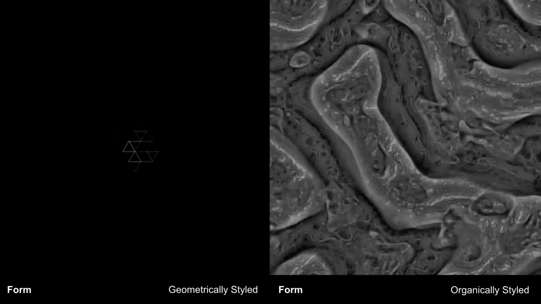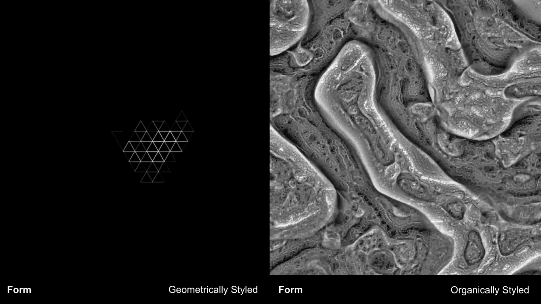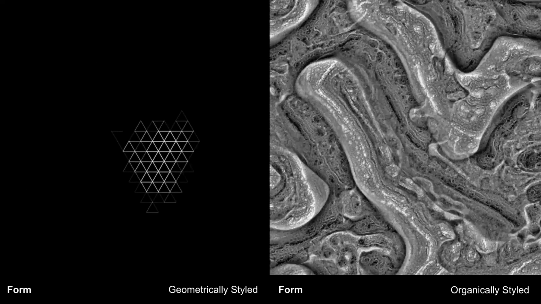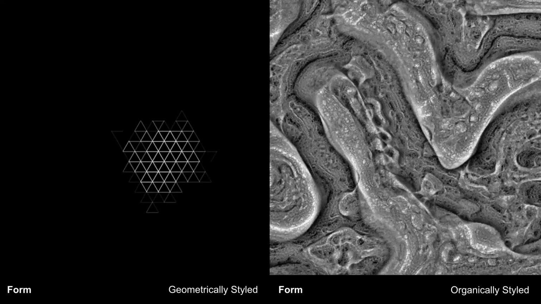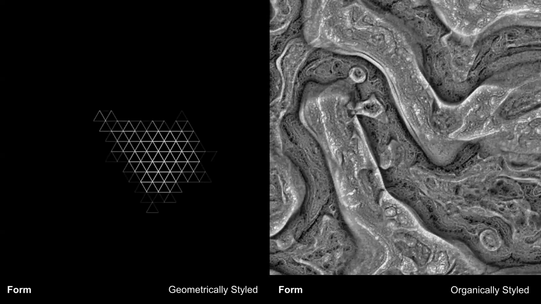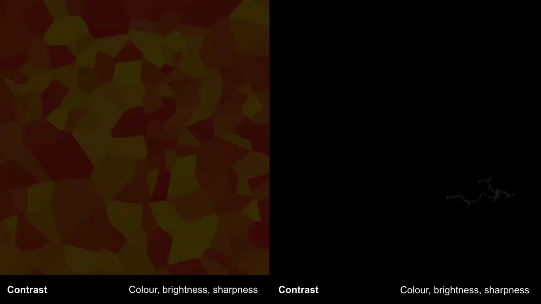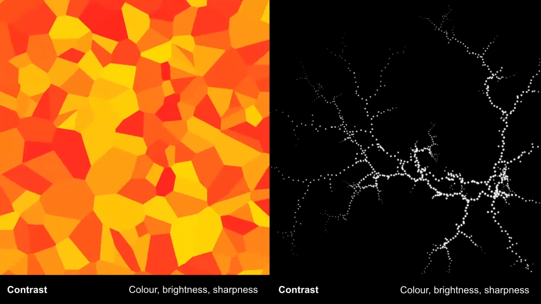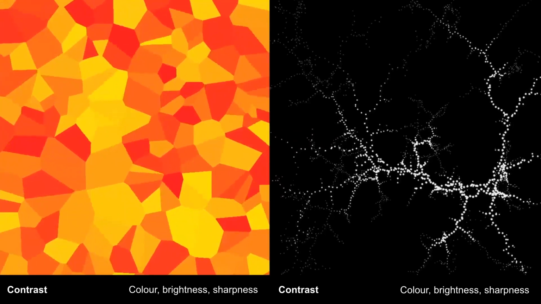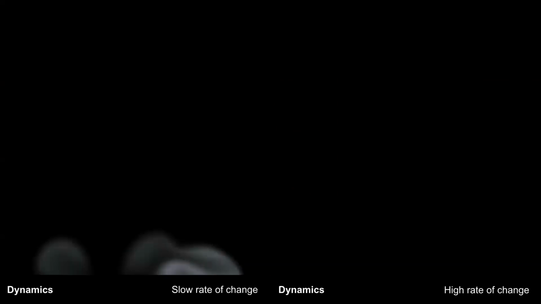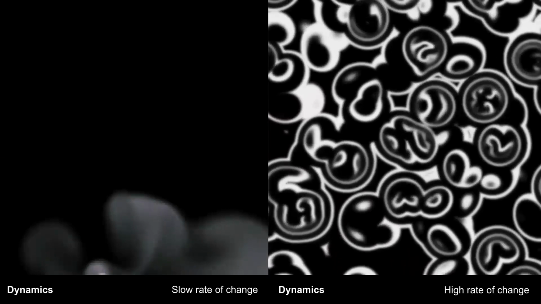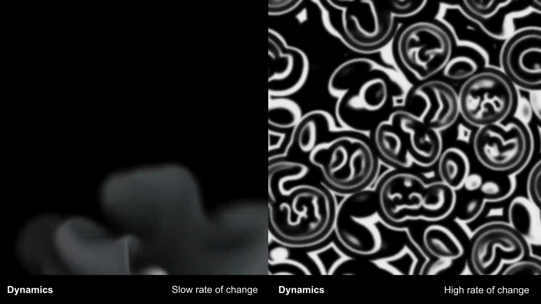And it can be done in a very chaotic way. The second characteristic that we found was that of form. Form was defined by us as the style of the different shapes. So it can be either geometrically styled or organically styled. The third characteristic that we defined was the characteristic of contrast. So color, brightness, or sharpness contrast. And the fourth characteristic was the one of dynamics. So a slow rate of change versus a high rate of change of all of the previously mentioned characteristics.